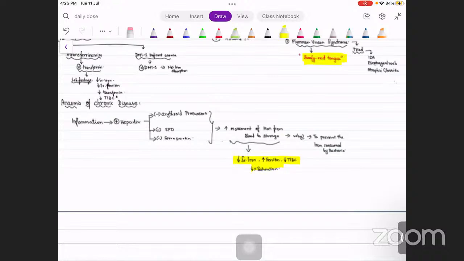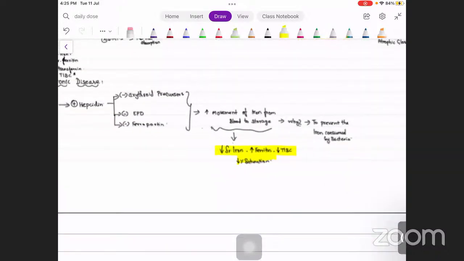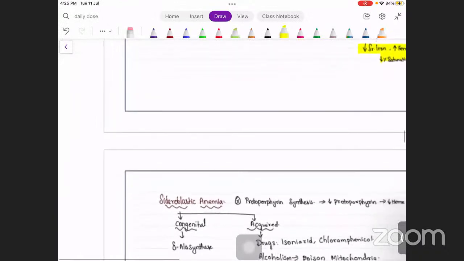Okay, clear about that? So clear about the anemia of chronic disease mechanism. Chronic inflammation could stimulate hepcidin, which in turn decreases your erythroid precursor, erythropoietin, and ferroportin. That in turn causes a movement of your iron from the blood to the storage to prevent iron consumption, and that in turn causes an increase in ferritin but decrease in serum iron.